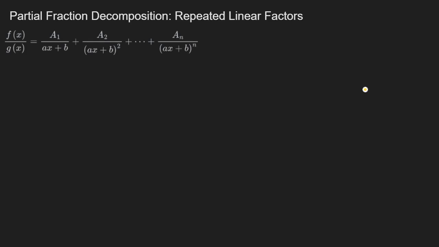Hello, in this video we're going to look at partial fraction decomposition, repeated linear factors. So repeated linear factors supposes that you have a rational expression, the degree has to be bigger on bottom, and that its factorization would be, let's say hypothetically, ax plus b times (ax plus b) squared, all the way down to (ax plus b) to the nth power.